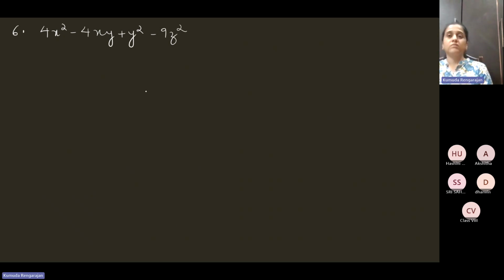The first 3 terms are in the identity a squared minus 2ab plus b squared. Okay.